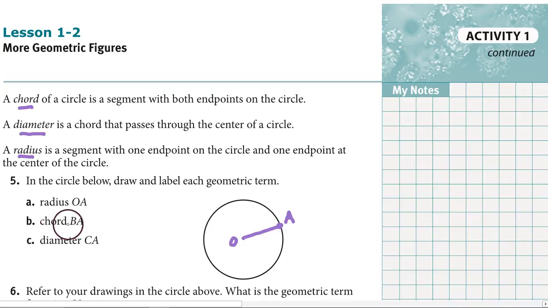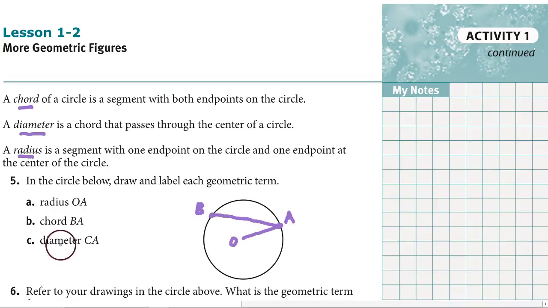Question B, chord BA. A chord is a segment stretching all the way across the circle. We've already located point A, so somewhere else on the circle we want to put point B. Maybe it goes here. So if I connect these two dots together with a nice straight segment and call this B, here is chord BA.